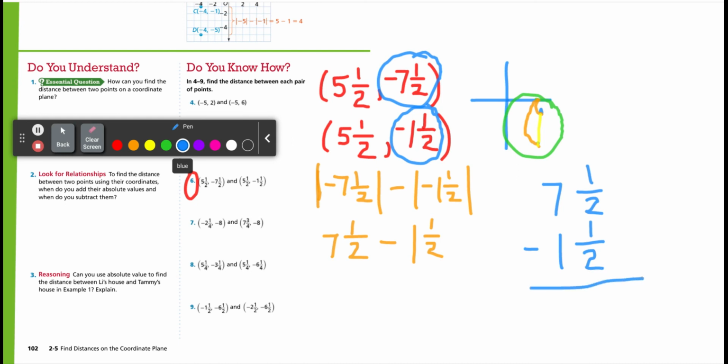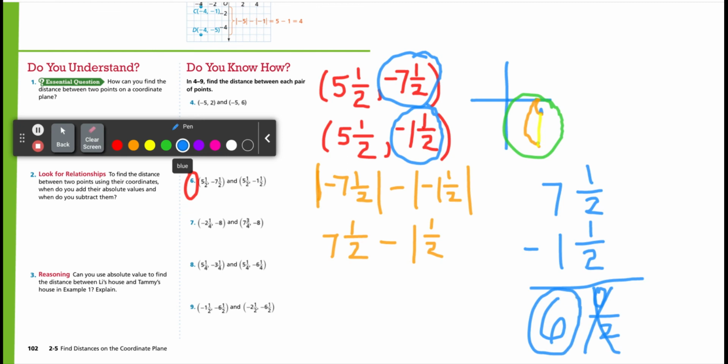In order to add and subtract fractions, we have to make sure that they have a common denominator. Hopefully, fingers crossed, there's not going to be any tricky fractions with this lesson, but we'll see when we get to the exit ticket. But 1/2 minus 1/2, that would be 0 halves, which is the same thing as 0, right? There's no fraction left there. And then 7 minus 1 would be 6. So our answer here, the distance between those 2 points, is going to be 6.